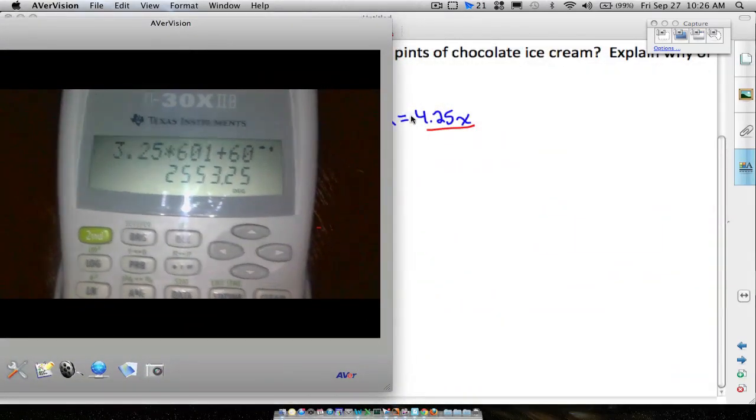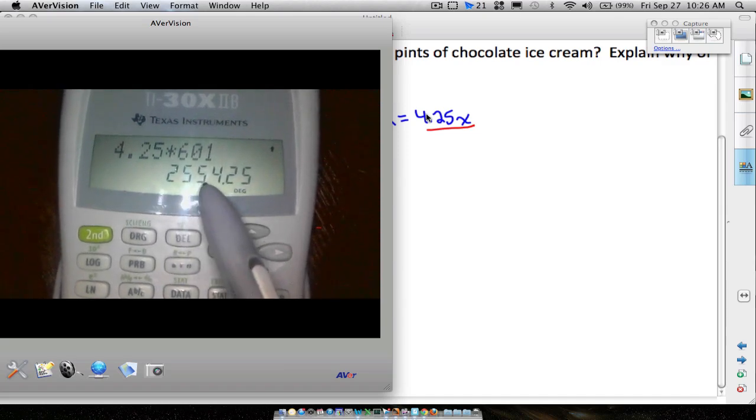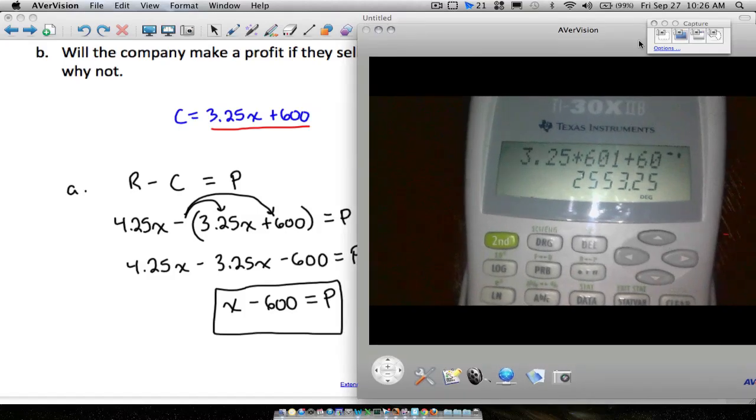How much money are they going to bring in from the sale? Well, we produced 601 pints of ice cream. If we sell them at $4.25 a piece, we're going to bring back in $2,554.25. That number right there is $1 more than the price it cost us to make it. So their profit would be $1 off of making and selling 601 pints of ice cream. Look at that formula. 601 minus 600, that's going to be $1 profit.